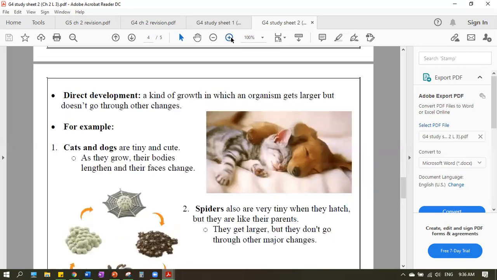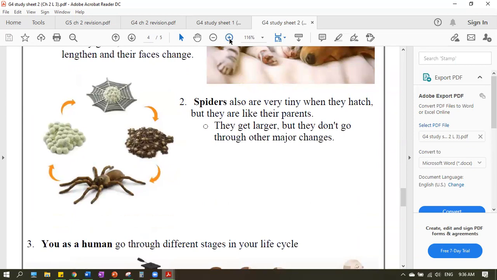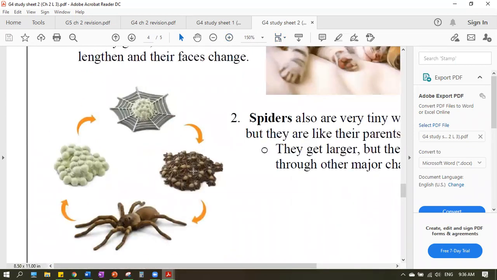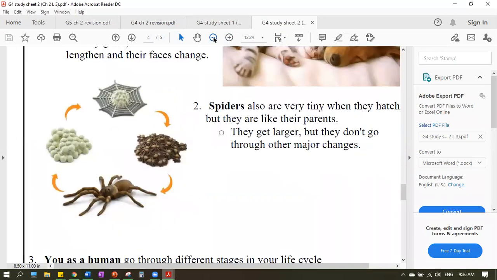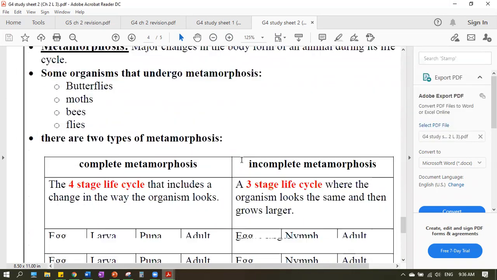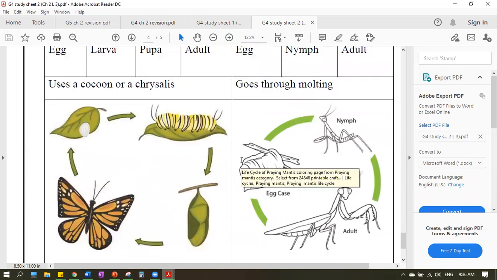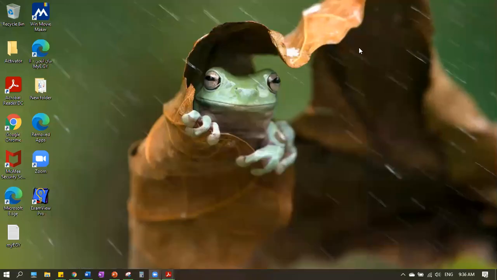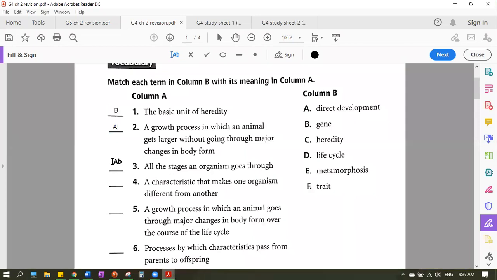For example, the spiders, they go through direct development because their young, whatever hatches from their eggs, still looks like a spider, right? We can still recognize them. Exactly. So that's what we mean by direct development. It's growing without having these big changes, not like in the metamorphosis part where there is a big change in these organisms. I hope you guys can go back to the previous sessions if you want a quick reminder. And if you have more questions, you can leave them till next week or the end of the session.